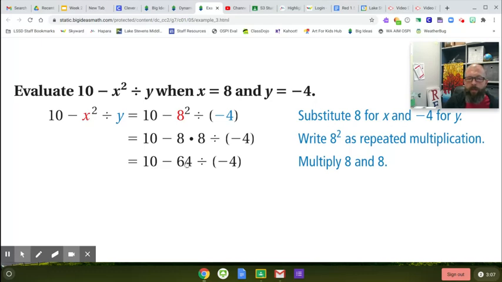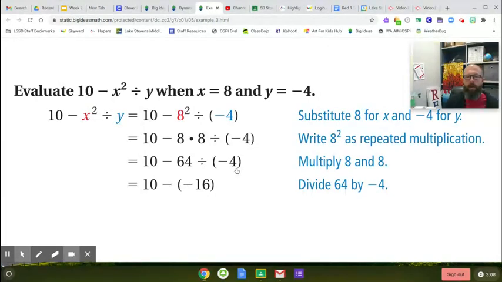Now, division comes next. PEMDAS, remember? Parentheses, exponents, multiplication and division, addition and subtraction. So now we're going to do 64 divided by -4. We end up with -16. So now we have 10 minus -16.